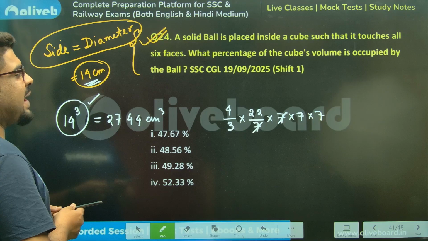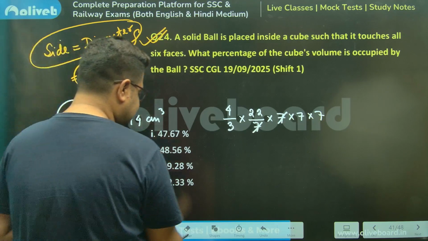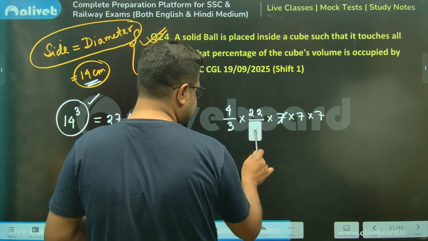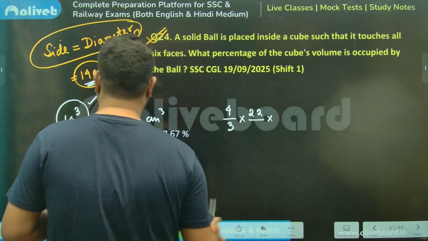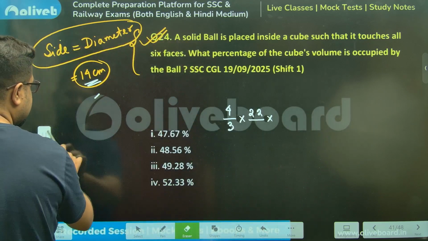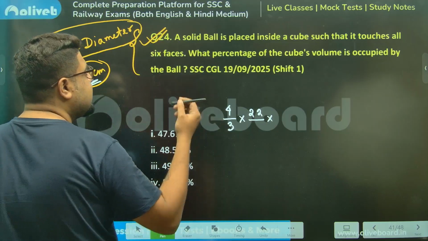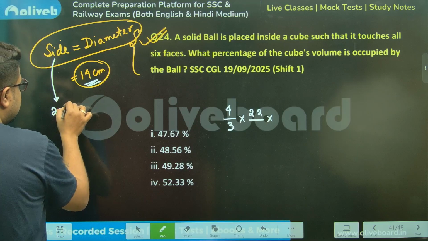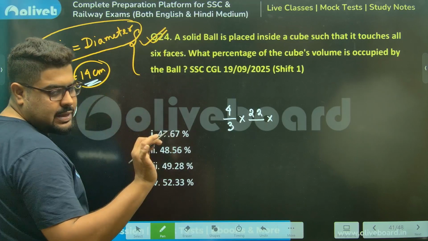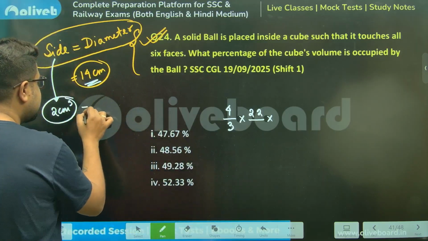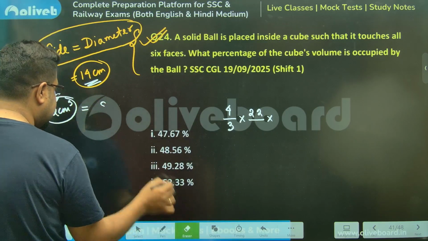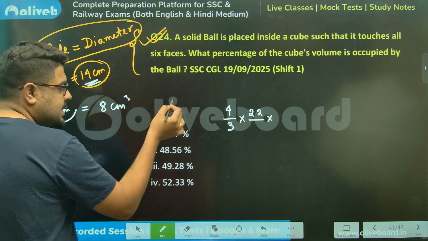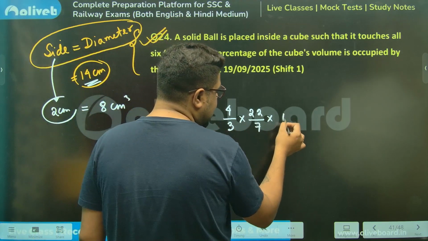So it doesn't really matter here. Let's not complicate our situation. In that case, let's take the side of the cube as 2 centimeters only, so that the radius becomes 1. That way I will not calculate much. So 2 centimeters, so the cube volume will be 8 centimeter cube, and the sphere will be 4/3 pi r cube, meaning 1 cube.